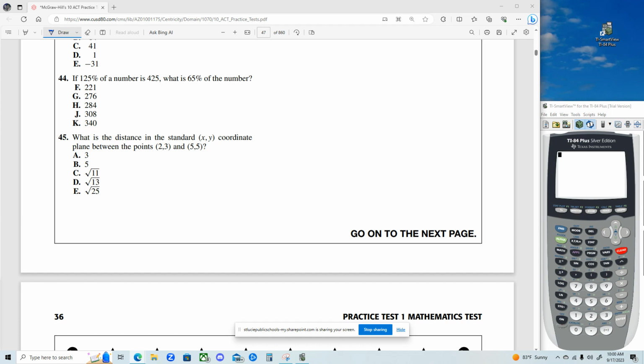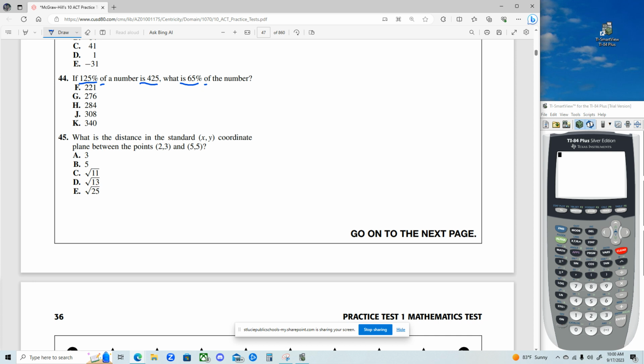Number 44. If 125% of a number is 425, what is 65% of the number?